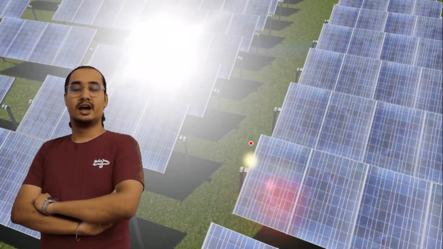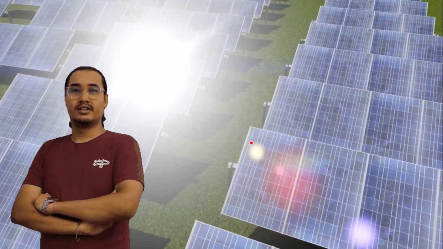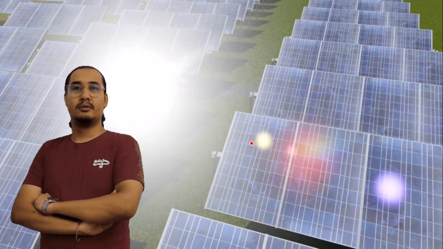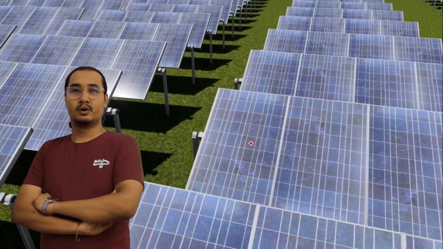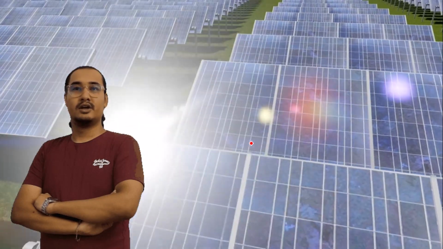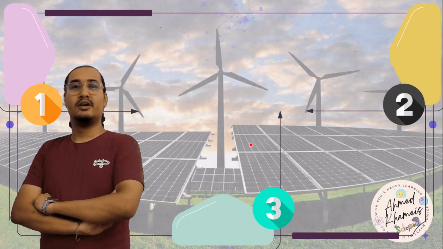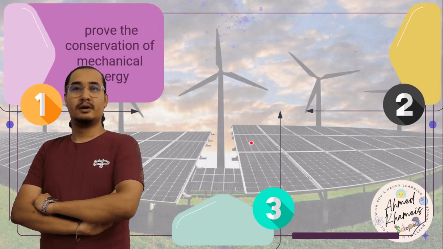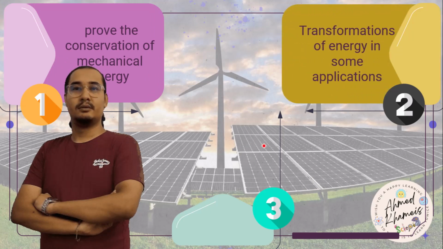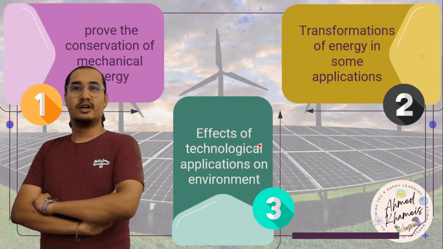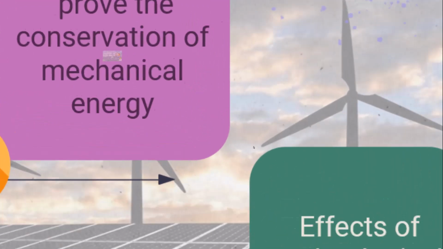Energy is neither created nor destroyed, but changed from one form to another. That's the law of conservation of energy. And to better understand this statement, we will study energy transformation. Through the lesson, we will prove the conservation of mechanical energy, the transformation of energy in some applications, and the effect of technological applications on the environment.